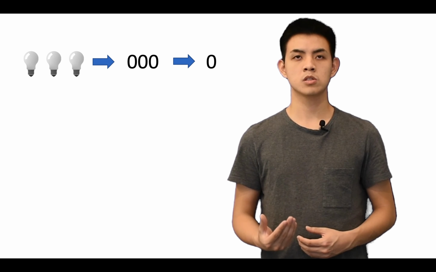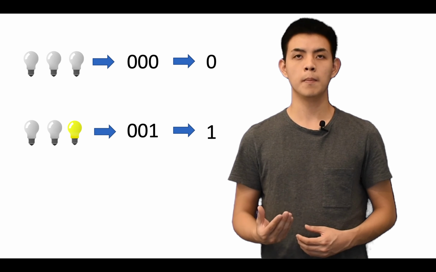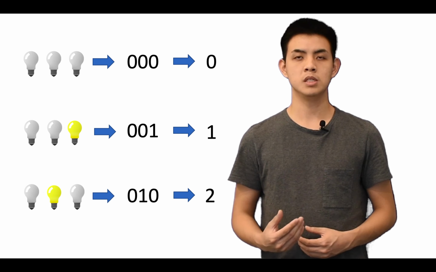Memory is represented in bits. A bit can either be 0 or 1. Each bit is implemented using a circuit. If a circuit is on, then it is a 1. If it is off, then it is a 0. I can use a series of bits to represent a number in binary. For example, 000 means 0, 001 means 1, 010 means 2.